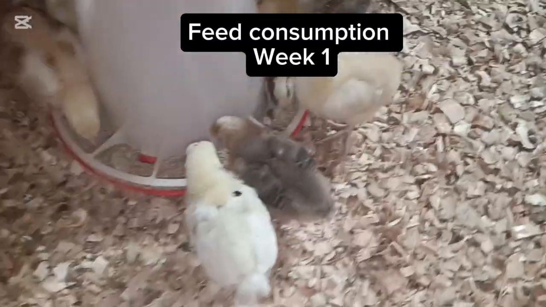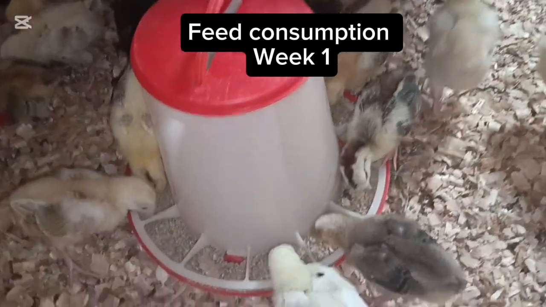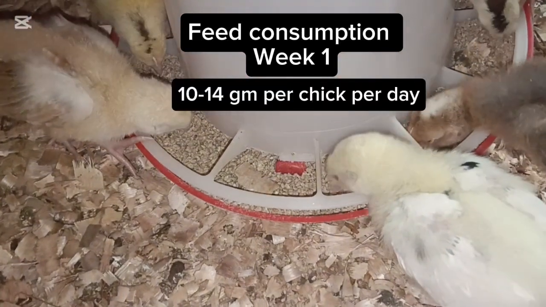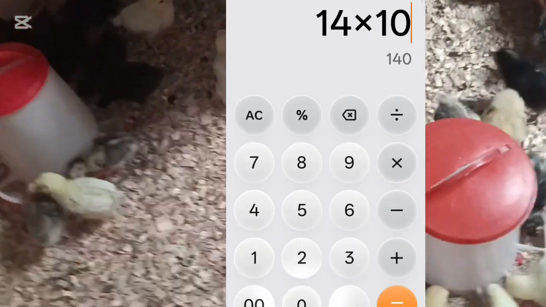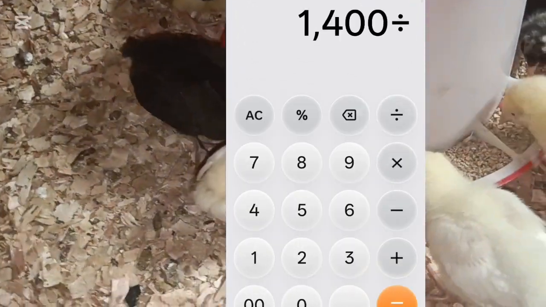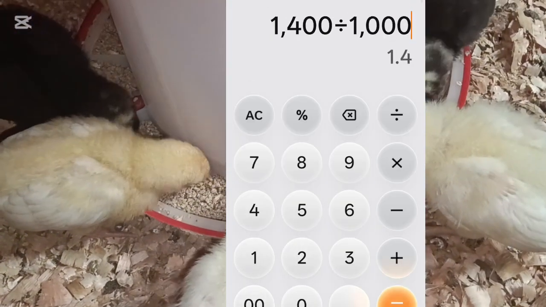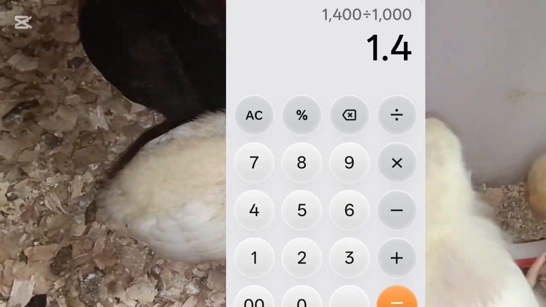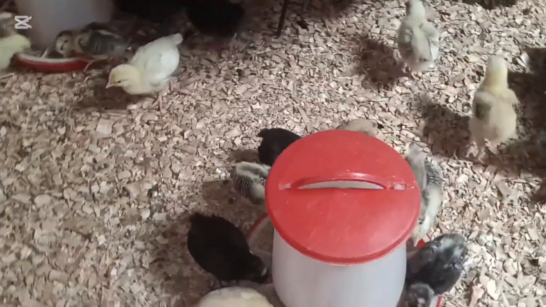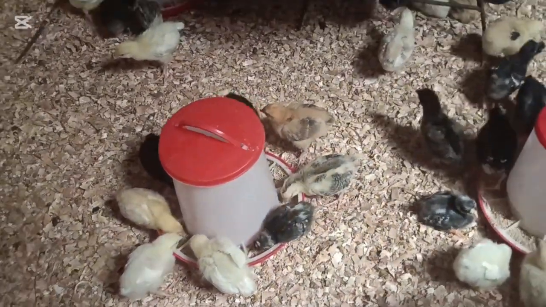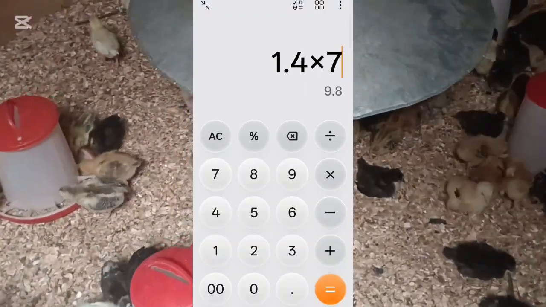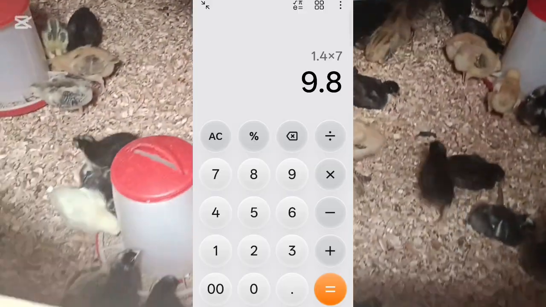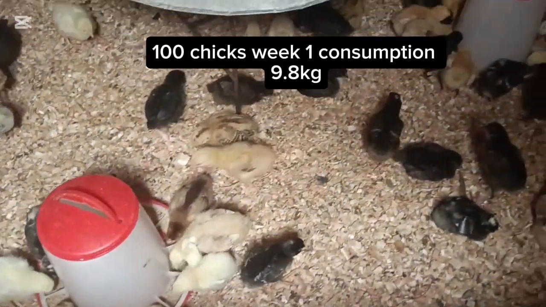On feeding, in week 1, improved kienyeji chicks should consume between 10 to 14 grams per chick per day. In my case, I'm giving 14 grams per chick per day. And here we have 100 Kuroiler chicks. That is 14 grams times 100 chicks, that is 1400 grams, divided by 1000 to get the number of kg per day. So on average, all these chicks should consume 1.4 kg per day. If you want to know how much they will consume in a week, you simply multiply that by 7. So on week 1, these 100 Kuroiler chicks shall have consumed 9.8 kg of the starter feed that I'm giving them.